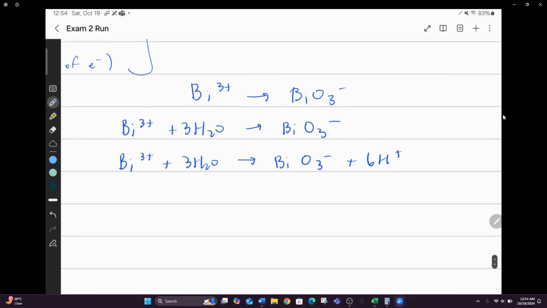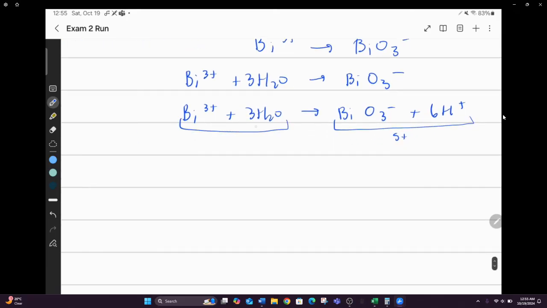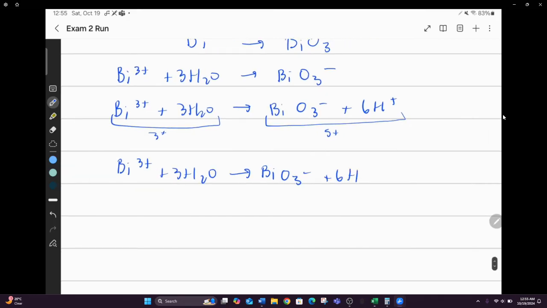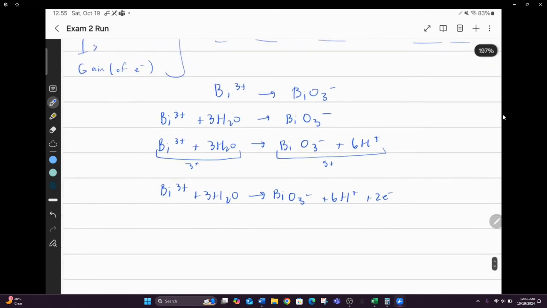By summing up our charges here, we have 6 positive charges and 1 negative charge. This is all 5+, and this is all 3+. So to balance that out, we have to add 2 electrons to the right side. Let's do that real quick. And we have to add 2 electrons. And so now this is balanced in terms of charge, right?